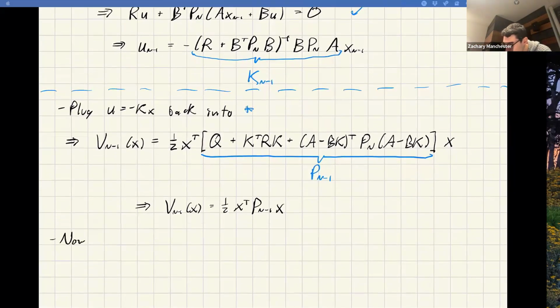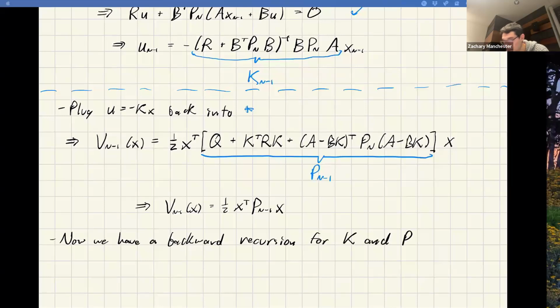So now we have a backward recursion for k and p that we iterate until k equals 0 or whatever we feel like. And this should obviously look very, very familiar to everyone. We've seen this thing before. What's this thing called? This is called Riccati recursion again.